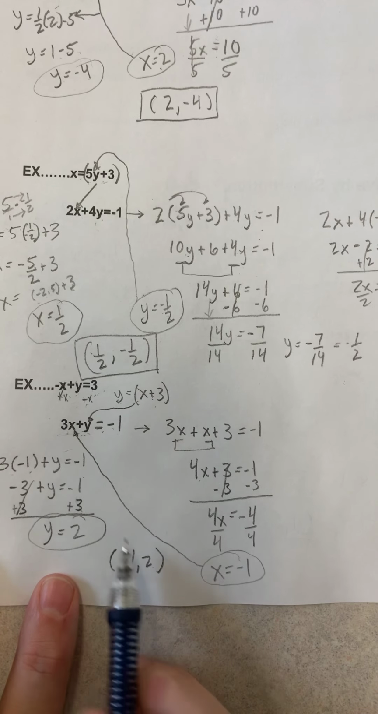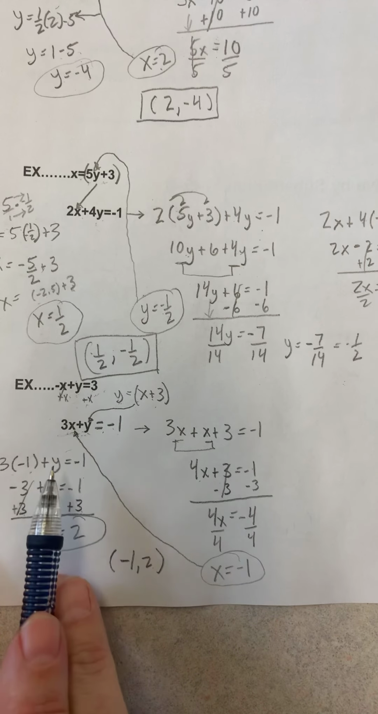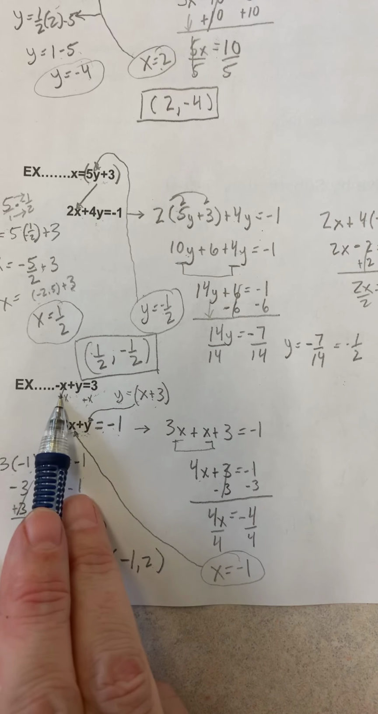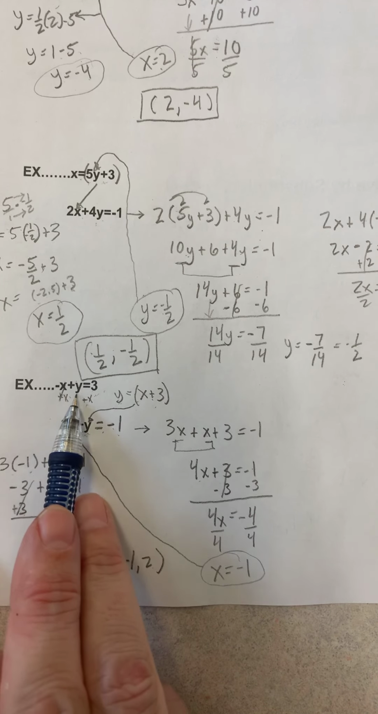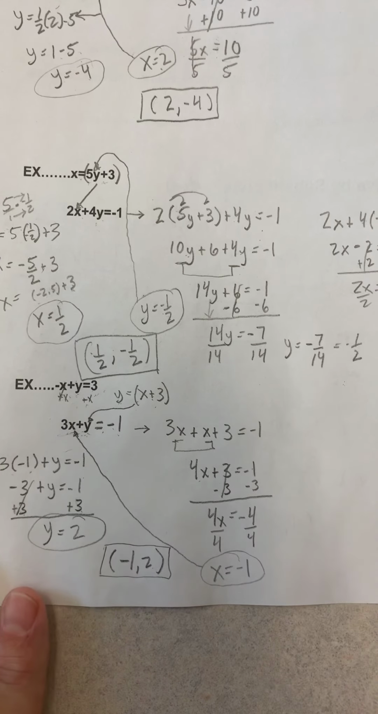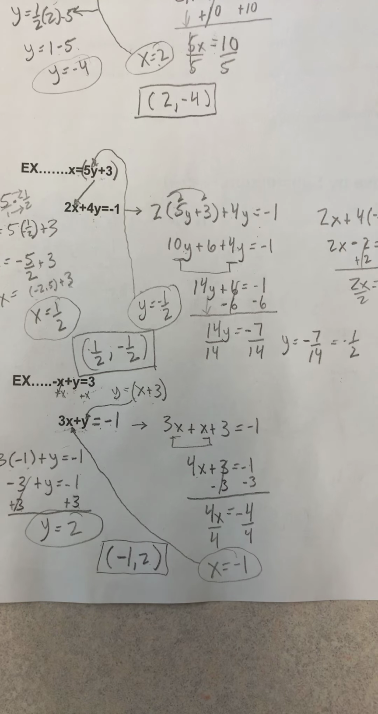And I could certainly check this. Negative 3 plus 2 is indeed negative 1. Negative negative 1, positive 1 plus 2 is 3. It checks and I box it in. Again, these take practice and we're certainly going to practice them.